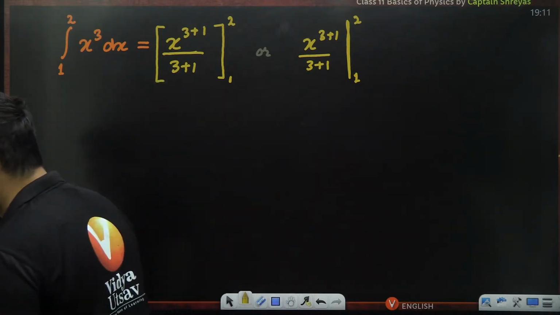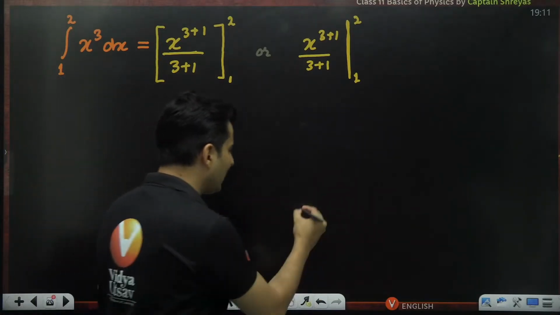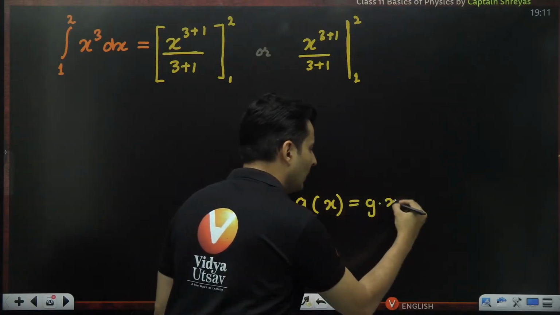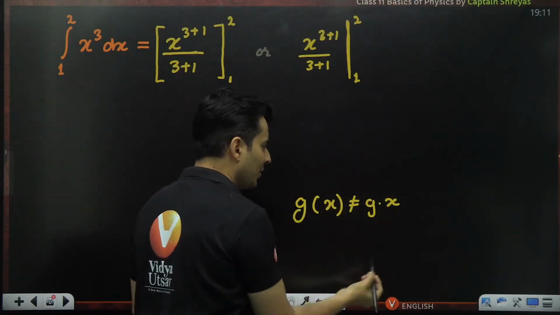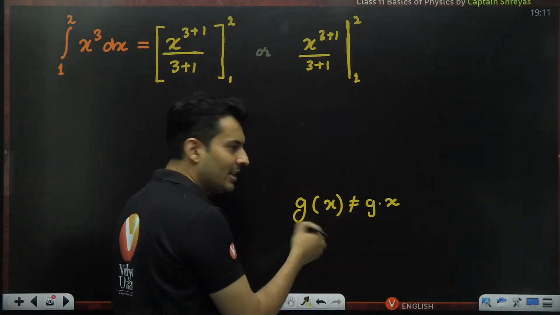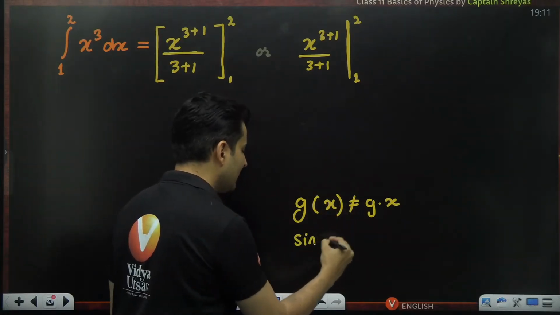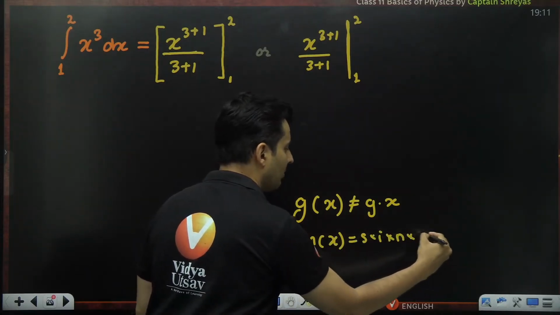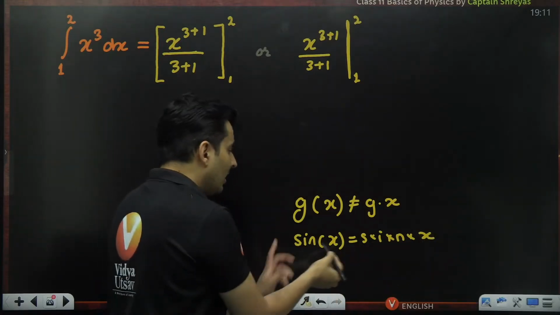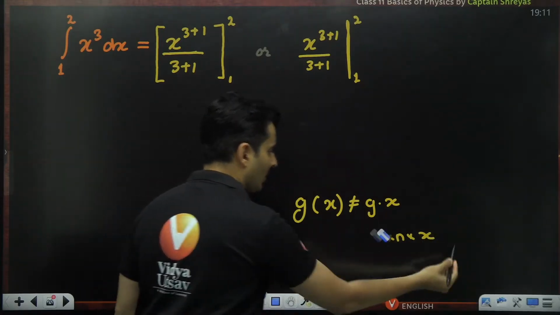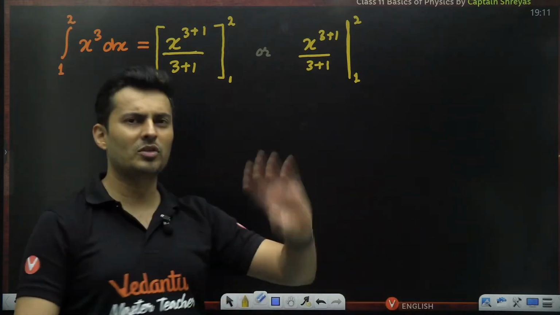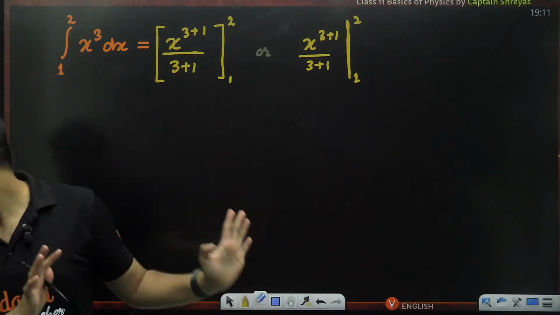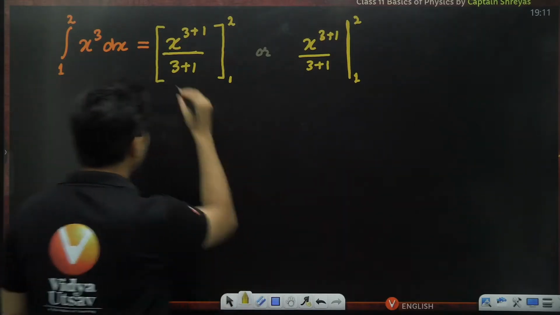Can we take G as common? No, no, my dear. G is not a multiplier. When I write G of X, it is not G into X. It is not a multiplying bracket. It is a function. It is like saying, when I say sine of X, does it mean S multiplied by I multiplied by N multiplied by X? No, right? It is just a representation of a function. Usually we use those brackets and small letter alphabets to represent functions. Got it? Now, coming back over here, let's see.